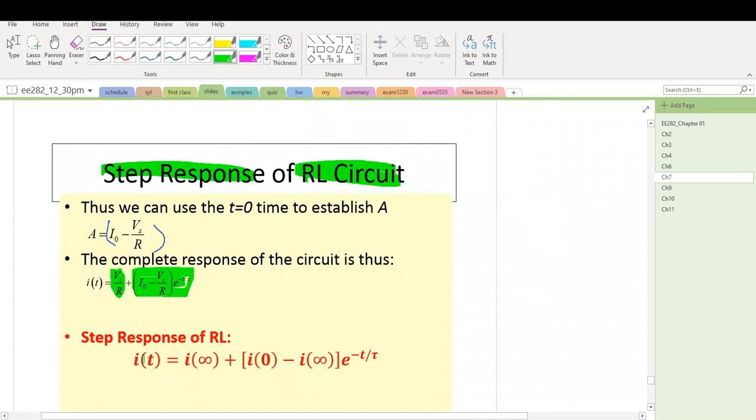And the general form is I of t equals I infinity, that's the steady response, plus this portion, and this portion is the transient response of the RL circuit.